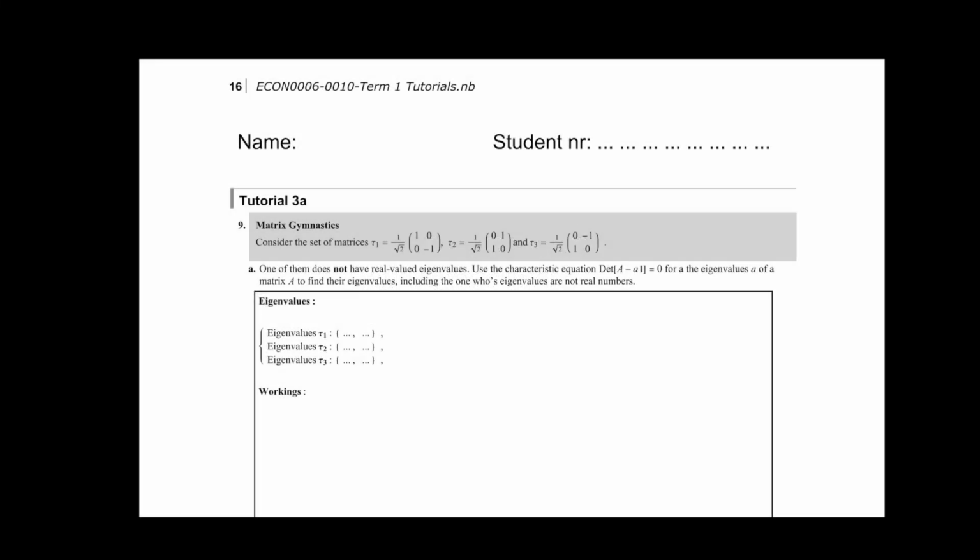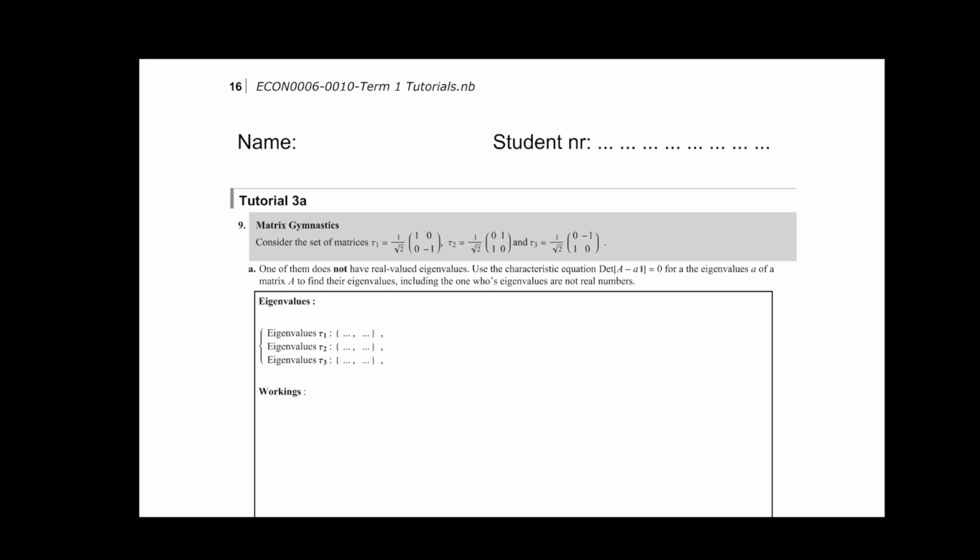Today we're going to be looking at tutorial 3a. Question 9 is about matrix gymnastics. Consider the set of matrices. Tau1 is equal to 1 over root 2 times the matrix 1, 0, 0, minus 1. Tau2 is 1 over root 2 times 0, 1, 1, 0. And Tau3 is 1 over root 2 times 0, minus 1, 1, 0. One of them does not have real valued eigenvalues.